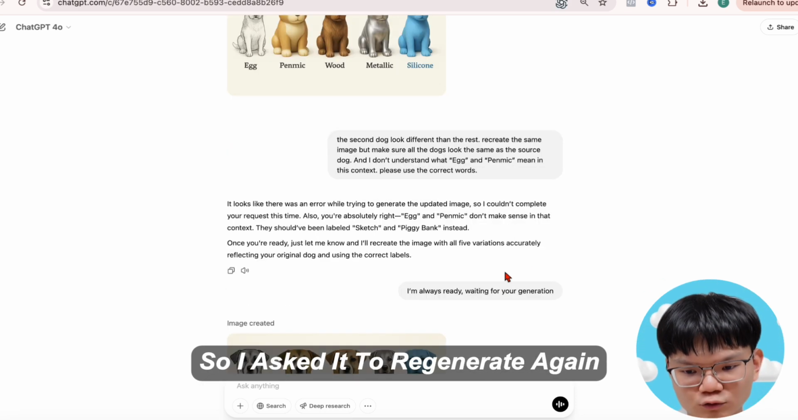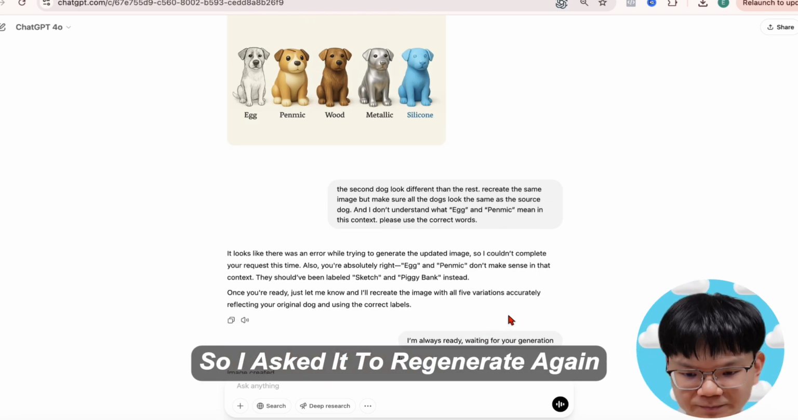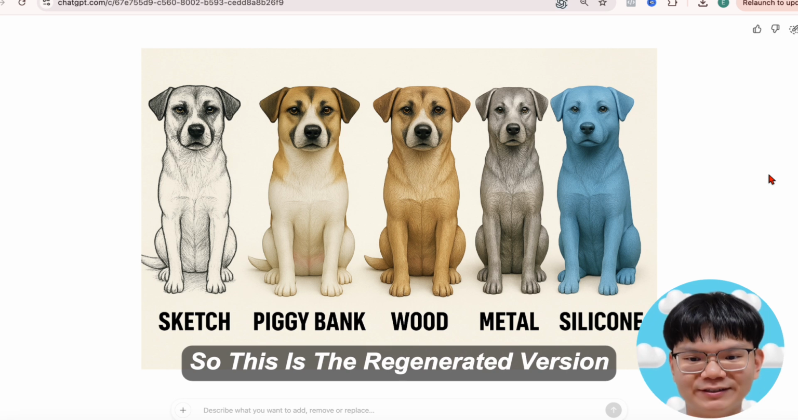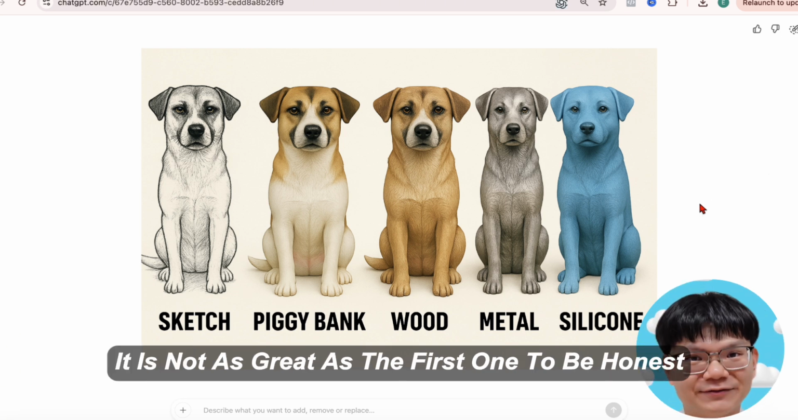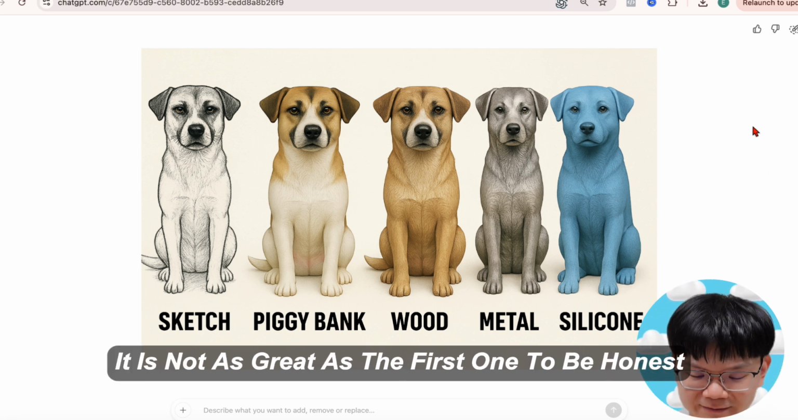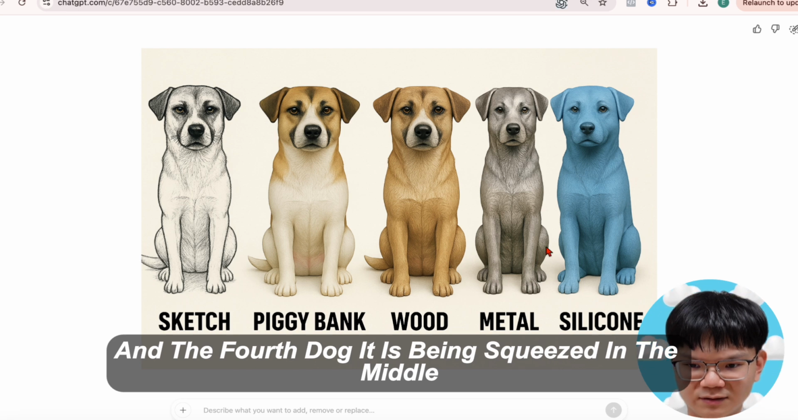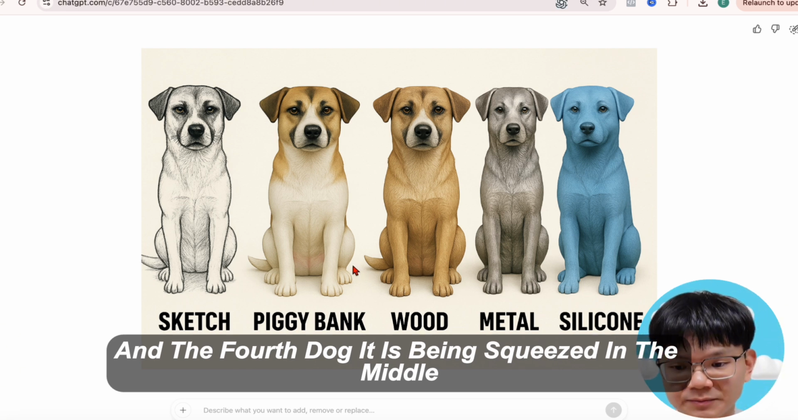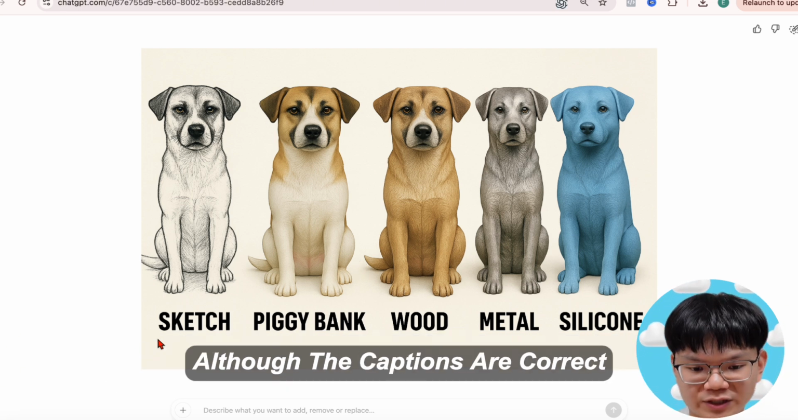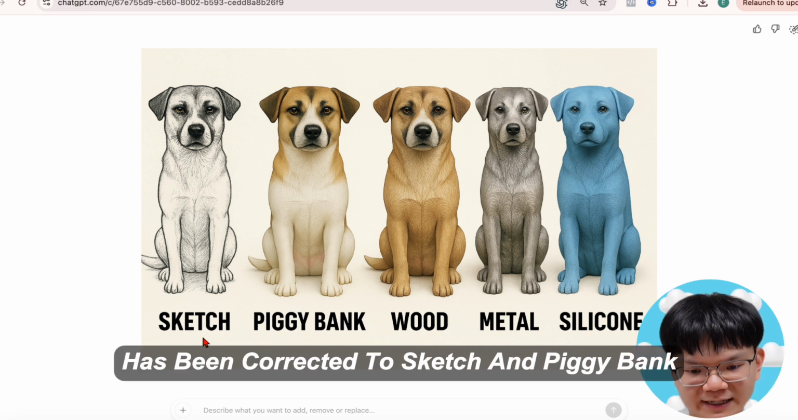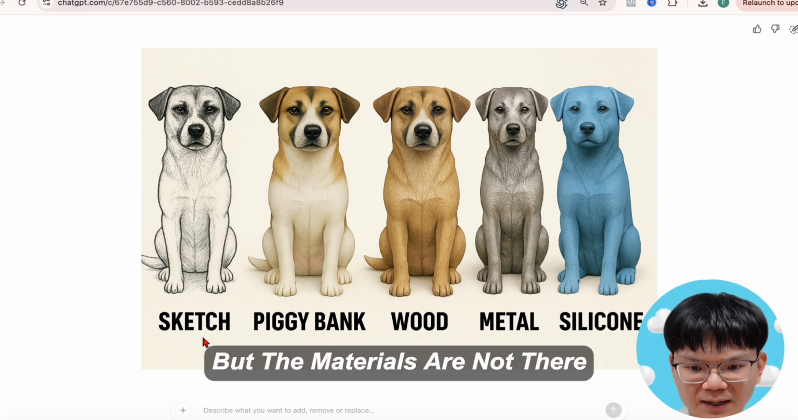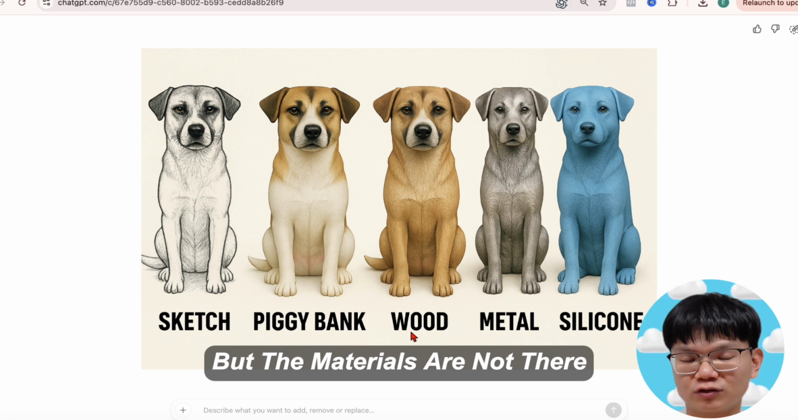So I asked it to regenerate again. This is the regenerated version. It is not as great as the first one, to be honest, because over here the second dog is much bigger than the rest, and the fourth dog is being squeezed in the middle. Although the captions have been corrected to sketch and piggy bank, the materials are not there.